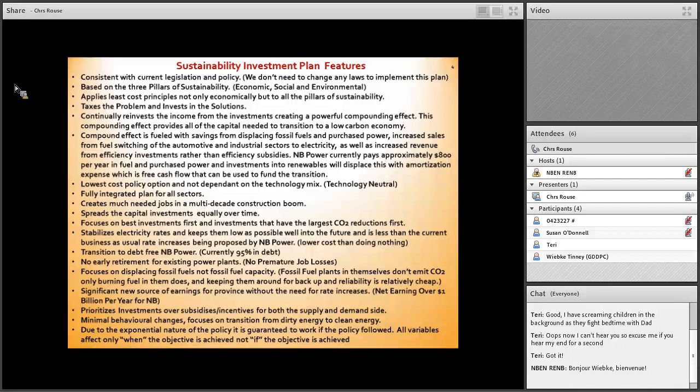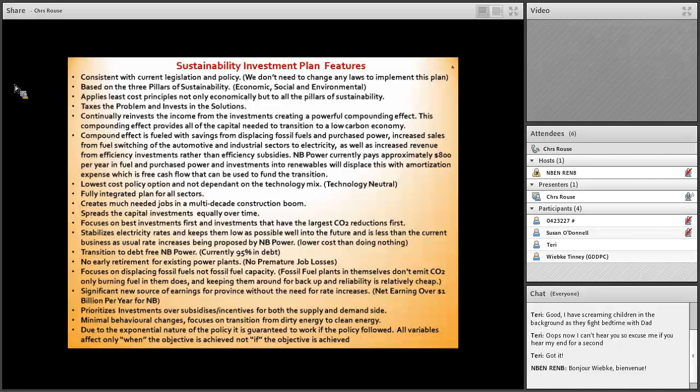Continually reinvests the income from the investments, creating a really powerful compounding effect. This compounding effect can provide all the capital needed to transition to a low-carbon economy. The compound effect is fueled with savings from displacing fossil fuels and purchase power, increased sales from fuel switching of the automotive and industrial sectors to electricity, as well as increased revenue from efficiency investments rather than efficiency subsidies.